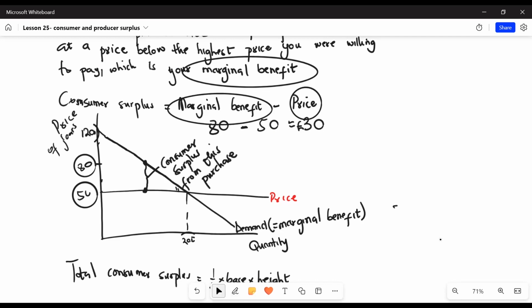However, in the entire market, the total consumer surplus across all buyers is this shaded area here, which is the area below the demand curve but above the price. So to calculate your total consumer surplus, you need to know the price prevailing in the market, which is the actual price of the good. And then you need to know the quantity demanded, or the quantity that is being sold in the market. And you also need to know the highest price that a consumer is willing to pay for the good.